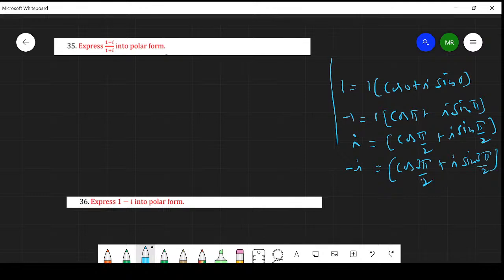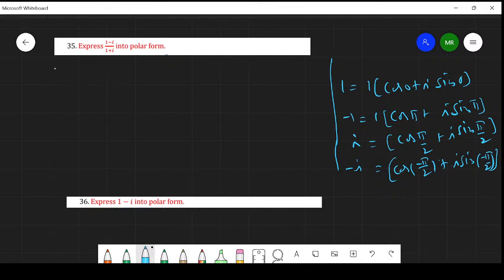Or some people will also write cos of minus pi by 2 plus i sin of minus pi by 2. Either you can write this or that, both are correct. You understood this? Cos of minus pi by 2 plus i sin of minus pi by 2, or cos 3 pi by 2 plus i sin 3 pi by 2. Polar forms of these numbers you can write directly.